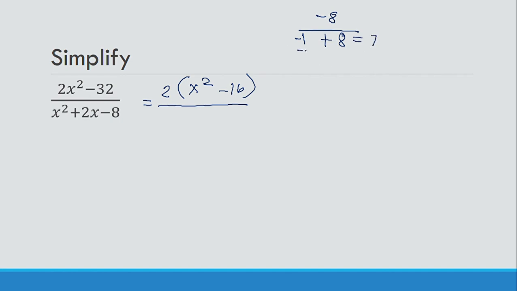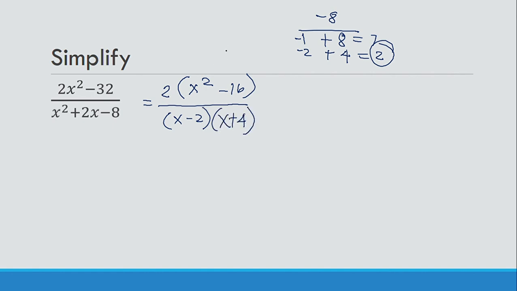Then we go to negative 2, pairing that up with 4, and this is now positive 2. And indeed, this is the number that we're looking for. So our factors then are x minus 2 and x plus 4.